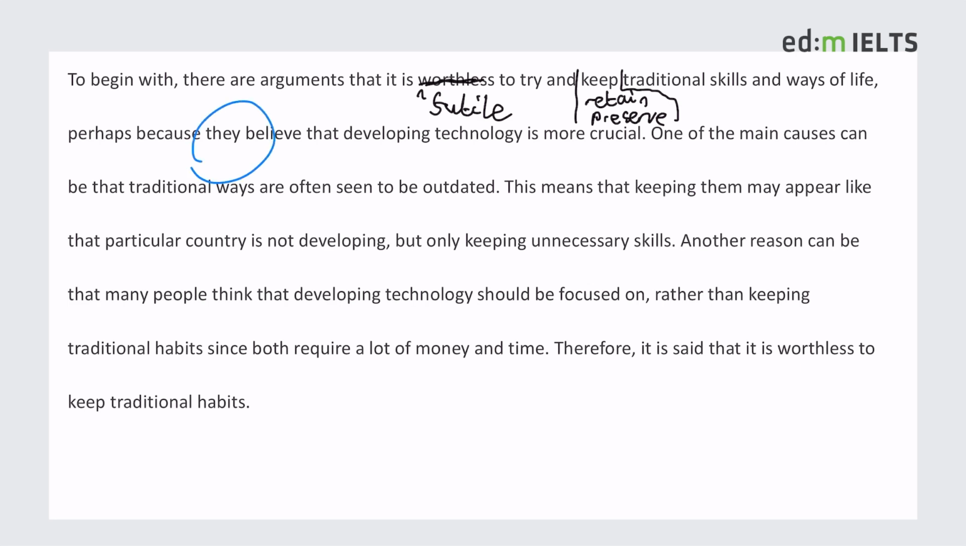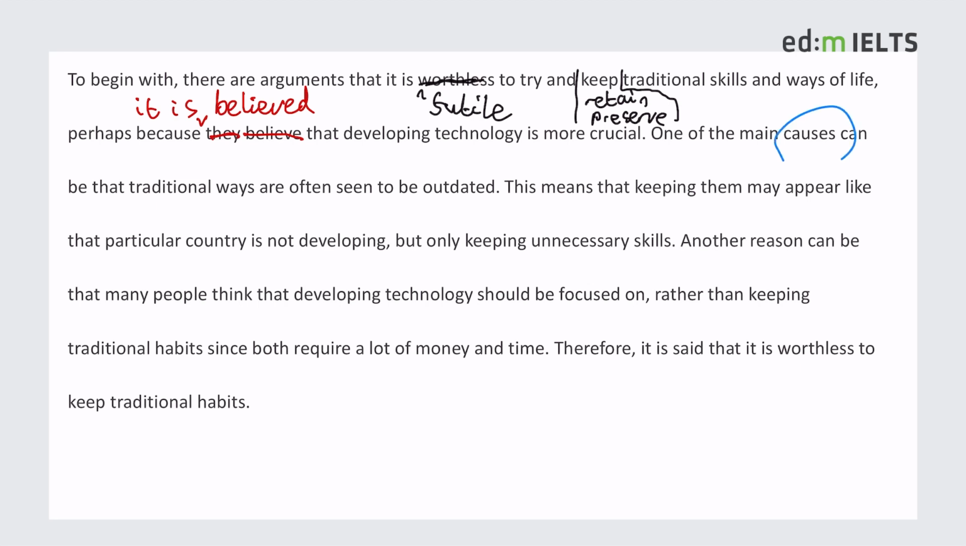Perhaps because they, who is they? The previous sentences there are arguments. It doesn't say people make arguments, so who is they? I guess I'll have to change it to passive. It is believed by people. Perhaps because it's believed that developing technology is more crucial.